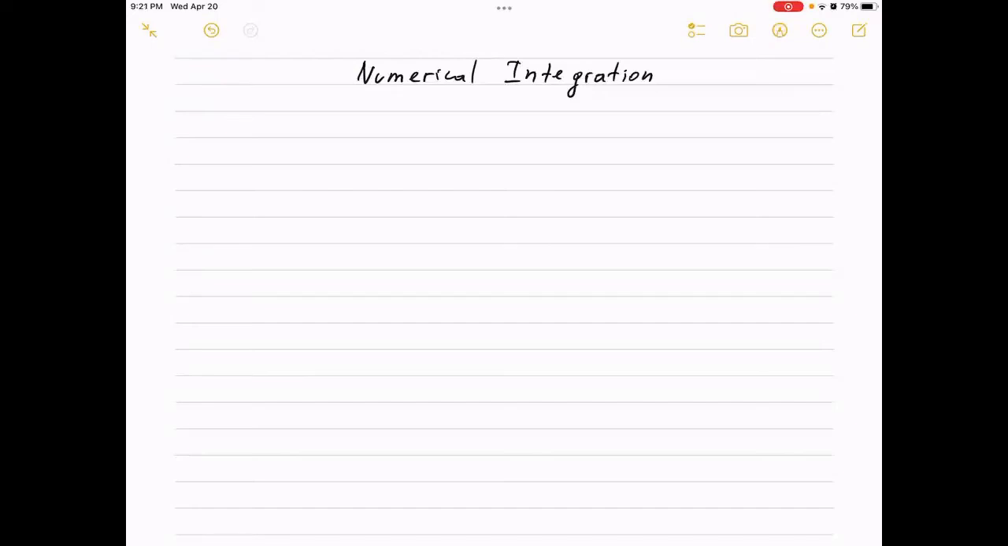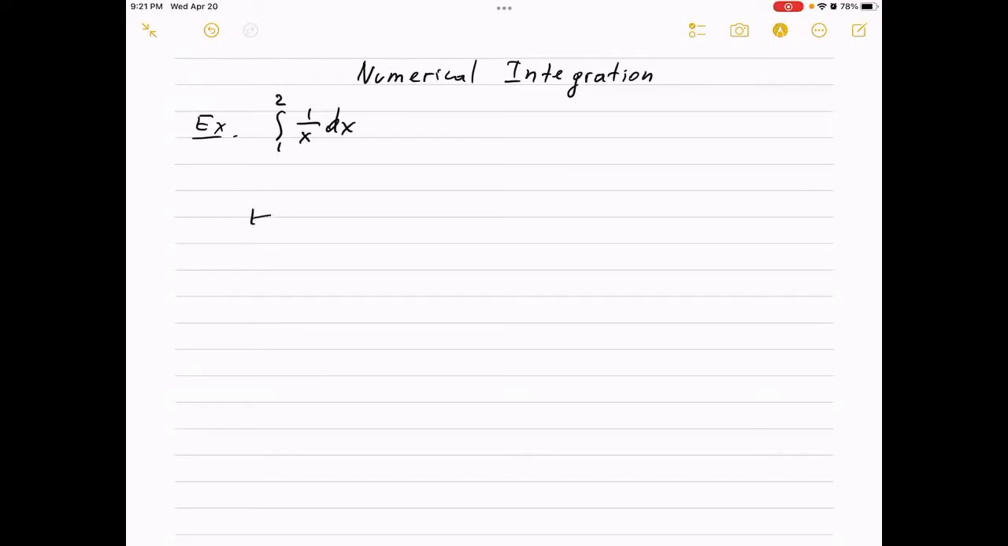Numerical integration. Let's start with an example. Say we want to find the integral from 1 to 2 of 1 over x dx. We know how to do it exactly using the fundamental theorem of calculus, but let's try to do it numerically.